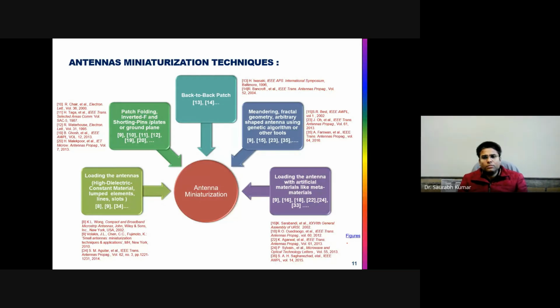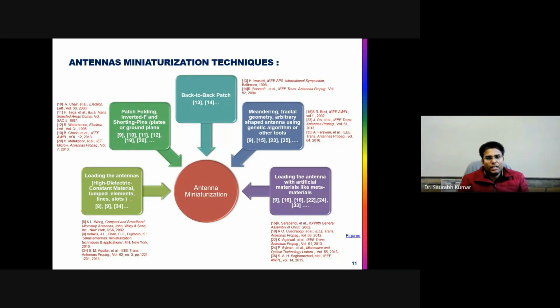Now these are some research articles available in the literature, giving you the different techniques for antenna miniaturization. I have included a major portion of the techniques. However, if some technique is not available, we can discuss that also. So: loading the antenna with high dielectric constant material, lumped element, line slots. What is this? You can miniaturize the antenna with the help of loading the antenna with high dielectric constant material.